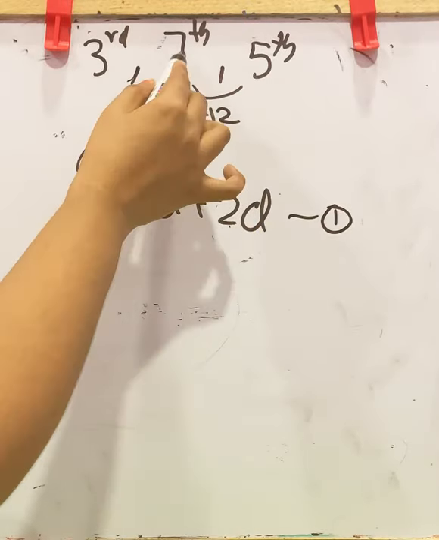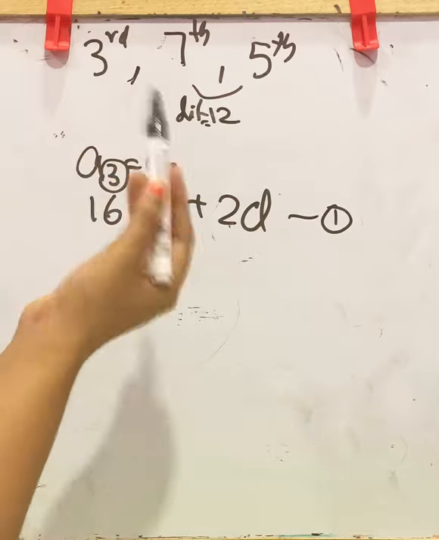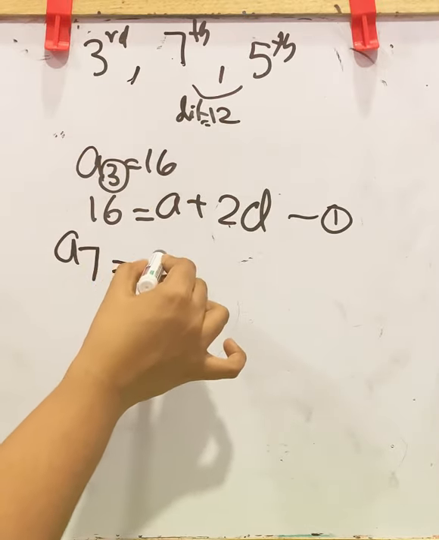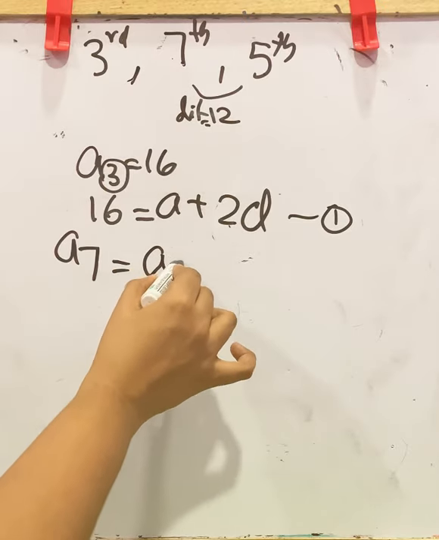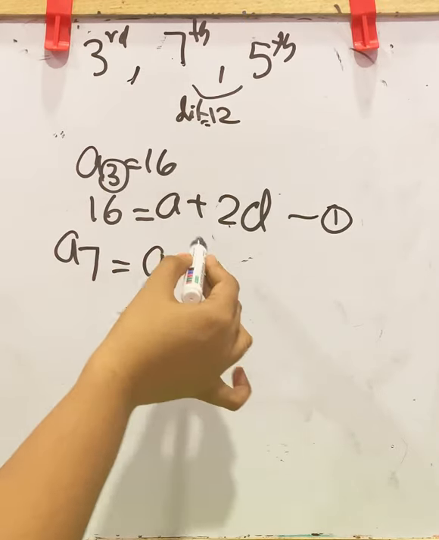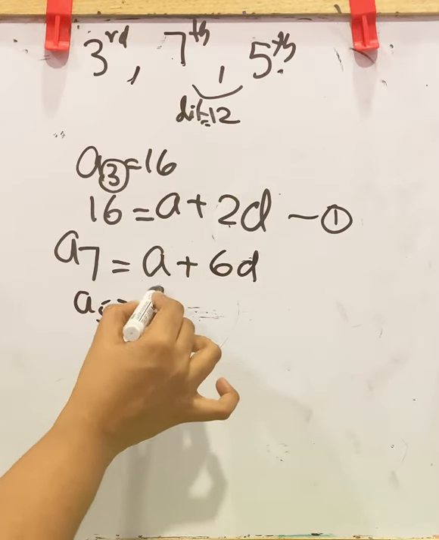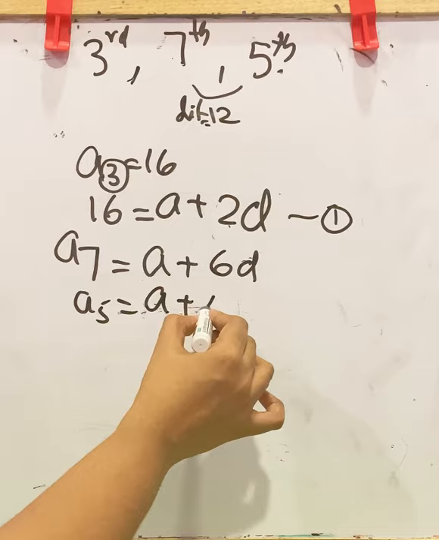Now considering the next two cases, seventh term, how will you write a7? Again a7 equals a plus 7 minus 1, 6d, and fifth term a5 equals a plus 5 minus 1, 4d.